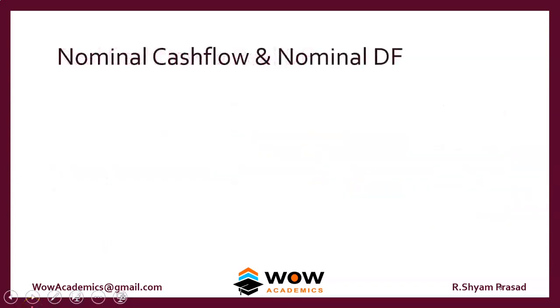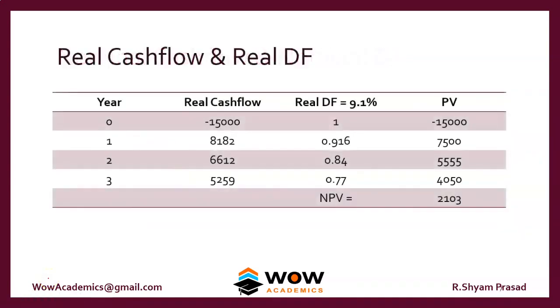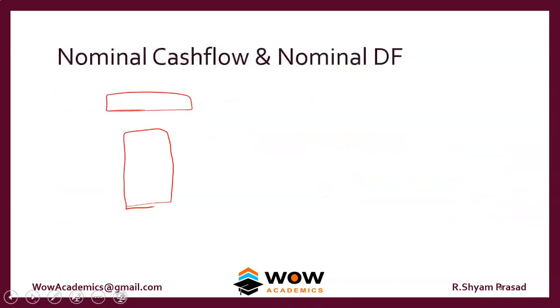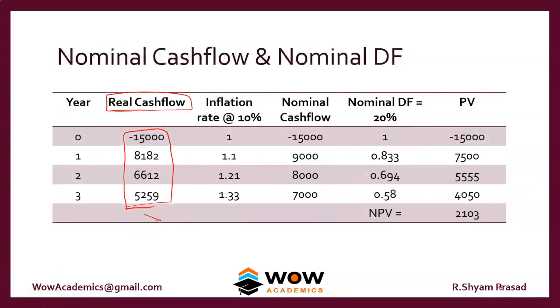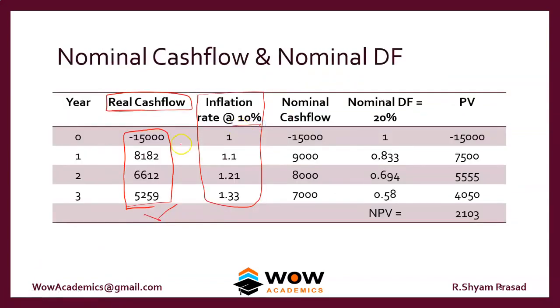Now what we'll do is we'll apply the same logic for nominal. The real cash flow is the same as the earlier problem. We have not changed this number, it's the same number. Inflation is 10%, and the nominal rate was 20%. So we will take inflation and inflate all the numbers. For the 0th year we can have 1 as inflation. For the first year it is 1.1. For the second year it's 1.1 into 1.1. For the third year it is 1.1 into 1.1 into 1.1. So cumulatively it gets added, it's compounded. So that is the inflation here.